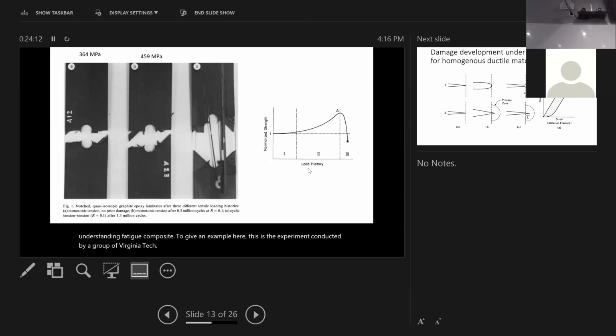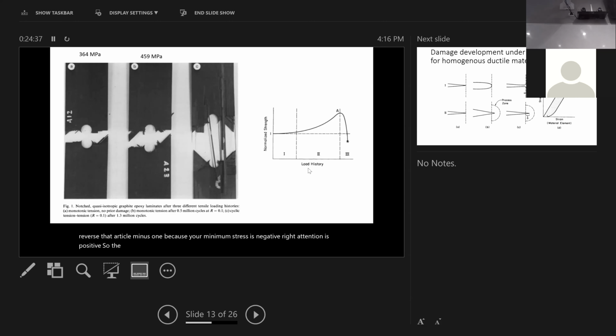It's a notched carbon fiber composite under fatigue loading. The R ratio is 0.1. The R ratio is the minimum stress divided by the maximum stress. When you apply fatigue loading, you can do tension-compression, full reverse. That's R equal to -1, because your minimum stress is negative, right? Tension is positive, so the ratio is -1.